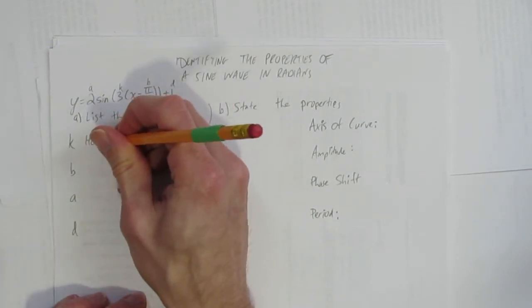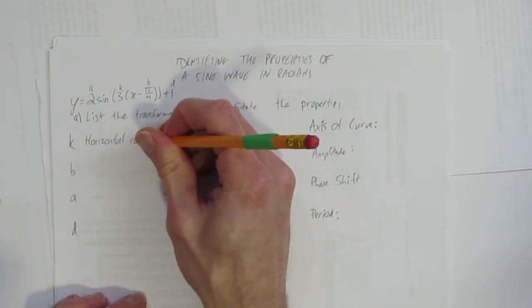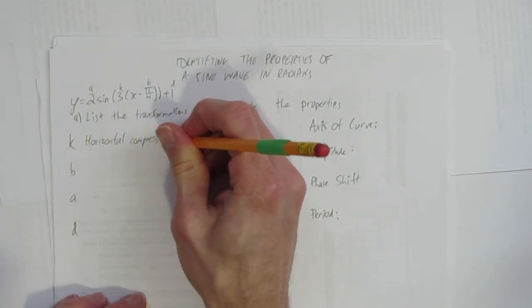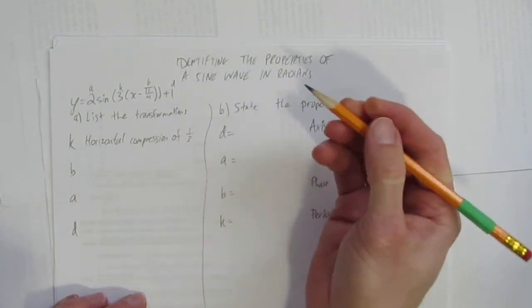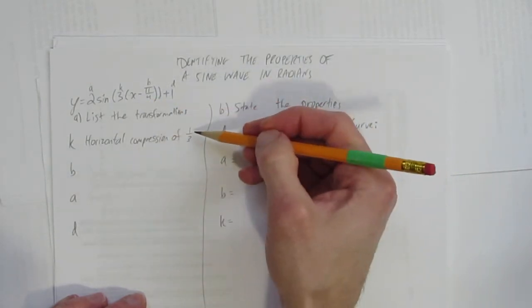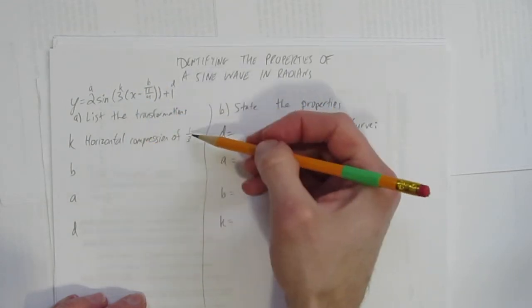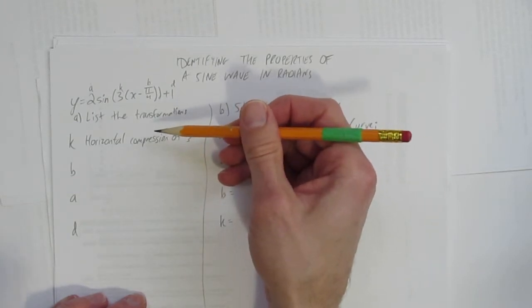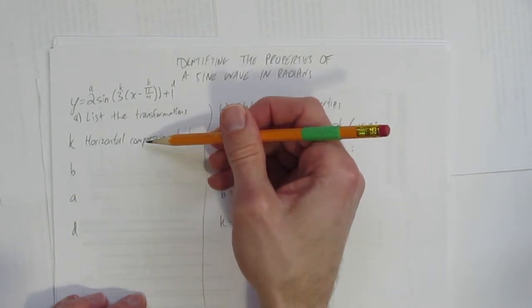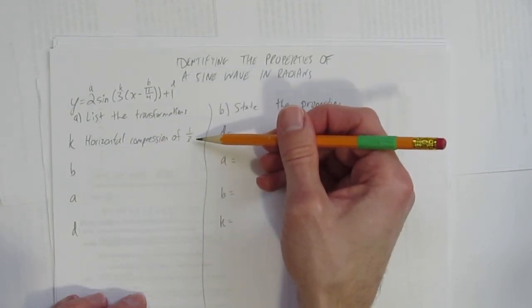So we have a horizontal compression of 1 over 3. Do the opposite of times 3 was divide by 3, and it's on the x's, so it's horizontal. Since it's a third, it's a compression. Need 3 things with Bergman always. The type, compression, the direction, horizontal, and the number, 1/3.